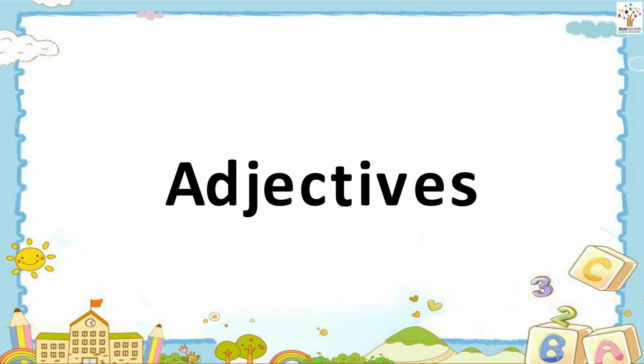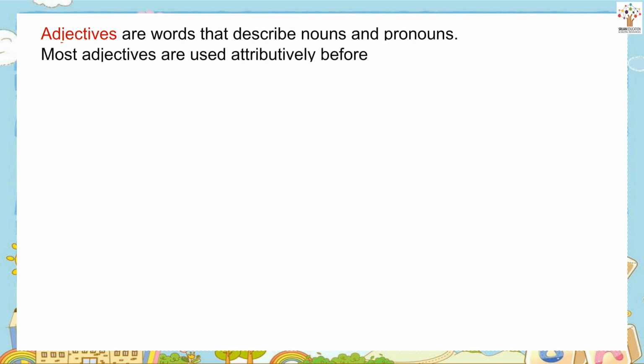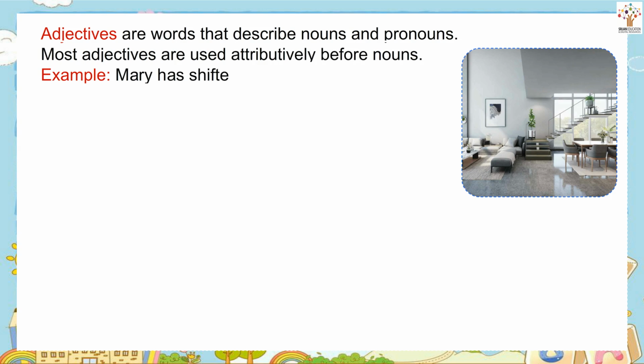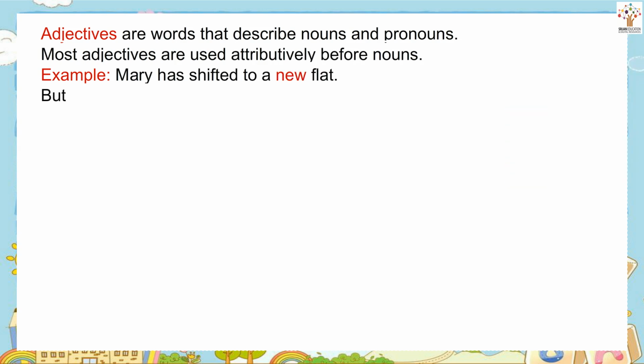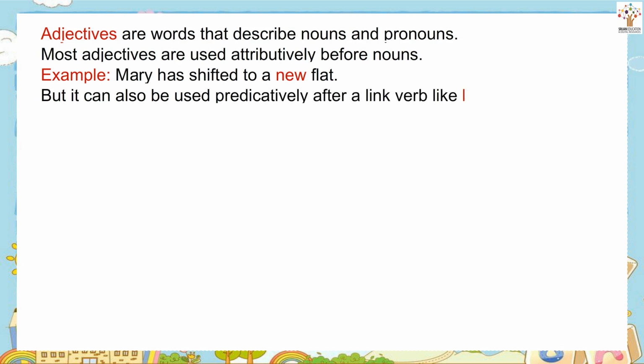Adjectives. Adjectives are words that describe nouns and pronouns. Most adjectives are used attributively before nouns. Example: Mary has shifted to a new flat. But it can also be used predicatively after a link verb like be, look or feel.